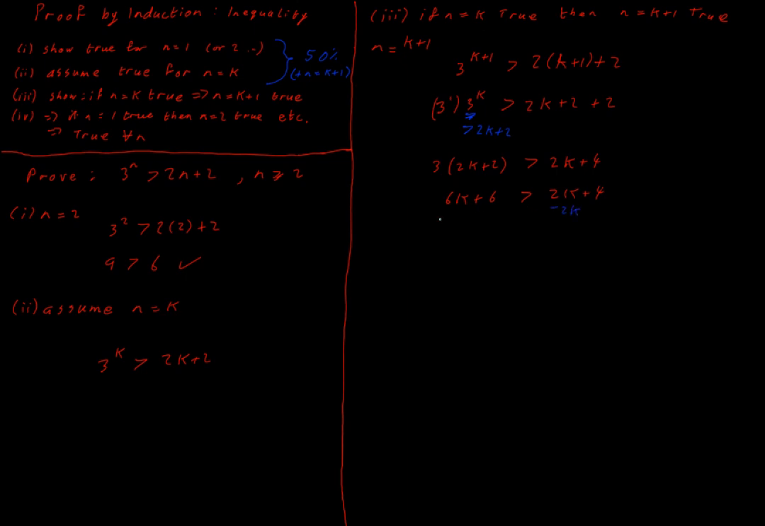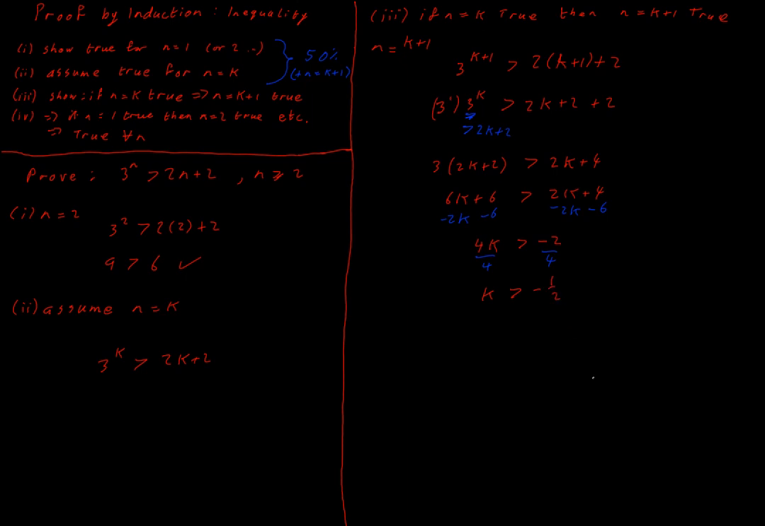Minus 2k, minus 2k. I don't need to worry about flipping around my inequality here because I'm subtracting and adding. I'm not multiplying by anything involving k. I don't want this 6 here, so I'm going to subtract 6 from both sides. And I end up with 4k greater than minus 2. Divide both sides by 4, and I get k is greater than minus a half.